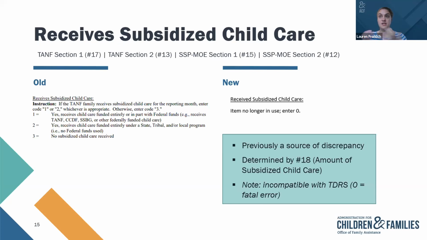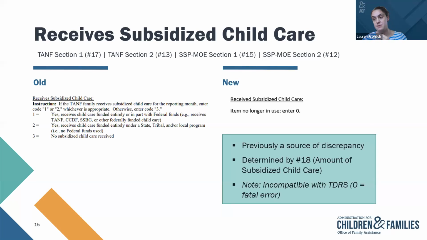The next one here is receive subsidized childcare. So there's a series of elements where the question is receive subsidized childcare, yes or no. And then the following question is what is the amount of childcare they received? So instead of having that be a two-part question, this item, receive subsidized childcare, is no longer in use. And instead, it is determined by amount of subsidized childcare, which is the following item in each of these sections.